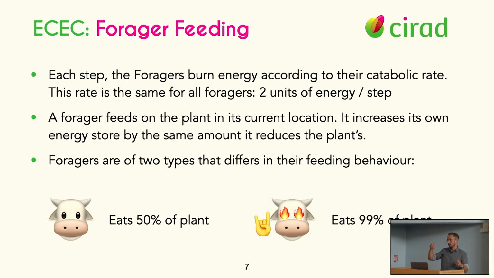Then the forager always eats, and in every location where it eats, it increases its own energy by the same amount as it eats. So if it eats 50 points of biomass, it increases by 50 points of energy. The two types of foragers: the restrained foragers eat a moderate amount, in our case 50% of the plant, and unrestrained foragers eat 99%. We put 99 and not 100 because we want to make sure that the grass doesn't die, because if you eat 100%, it will disappear and never grow back.